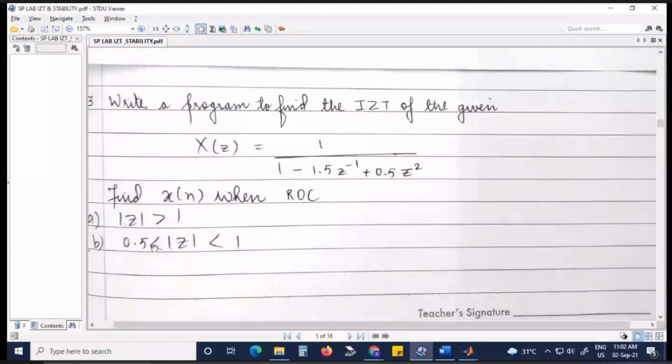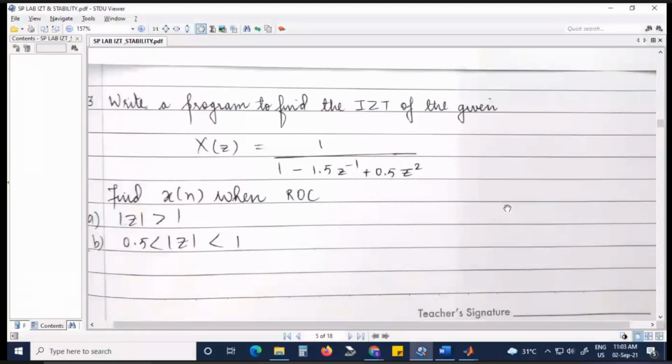And the next part has two ranges: one is greater than 0.5 and less than 1. So there are two parts. One is exterior of a circle and another is interior of a circle. So ROC is within the region between two concentric circles, that is greater than 0.5 and less than 1. So in this case, both causal and anti-causal sequences are there.